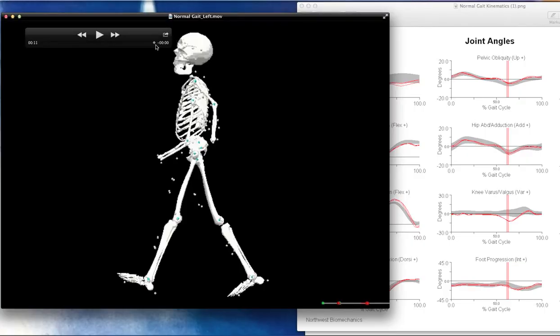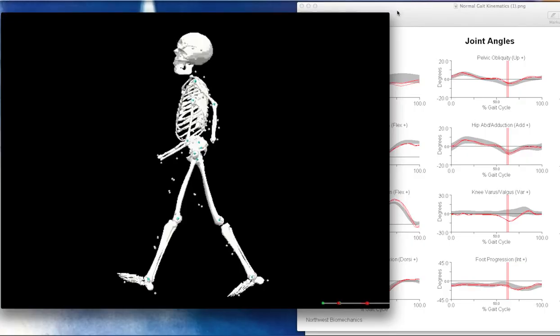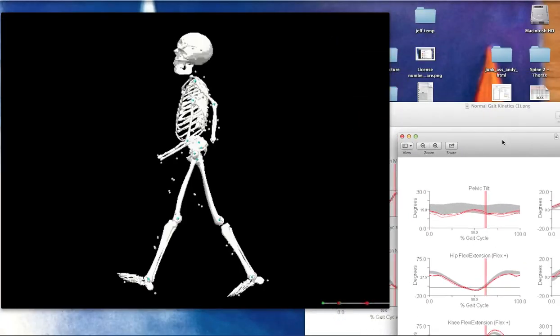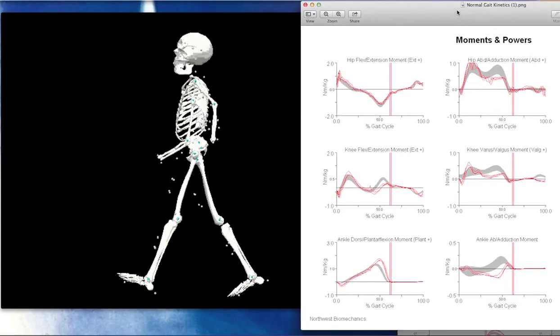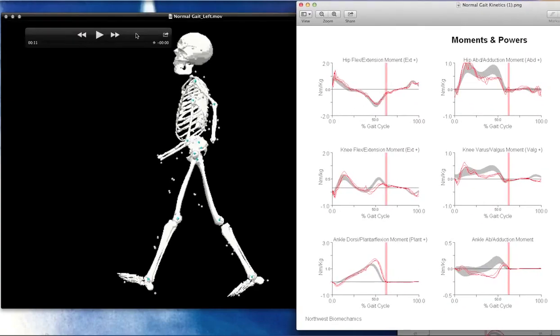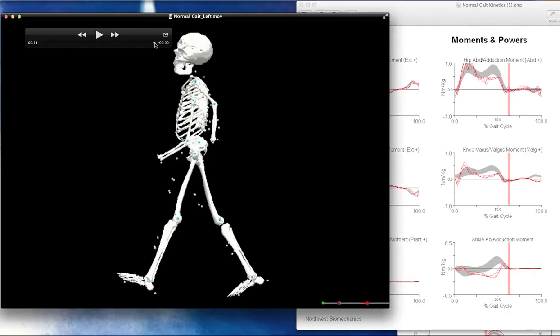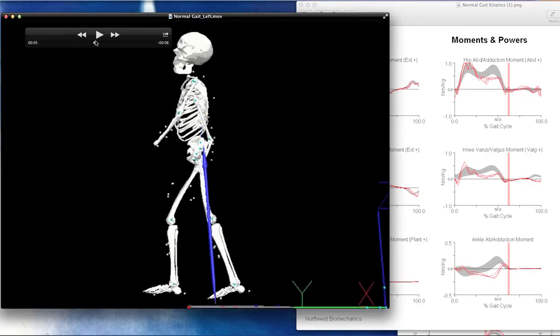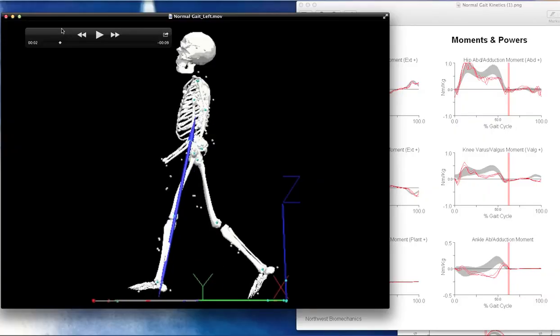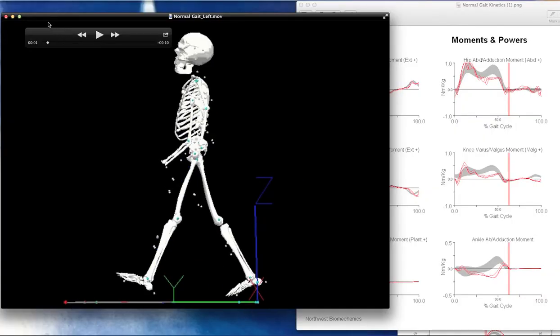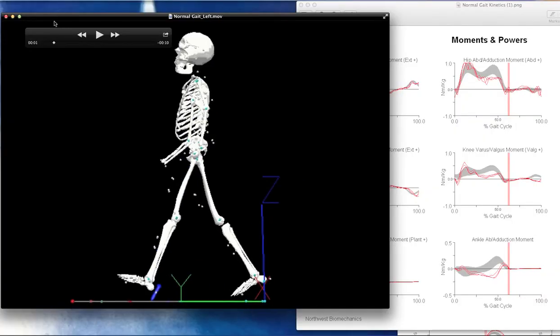So that's the kinematics. Let's go now and talk about what the moments and powers are. So we're going to switch slides here and go back to the beginning. Now we've gone through kinematics, but what is the muscle control that's allowing or driving those kinematics to happen? Initially, we have initial contact. We're going to talk about the kinetics, so what the moments are.